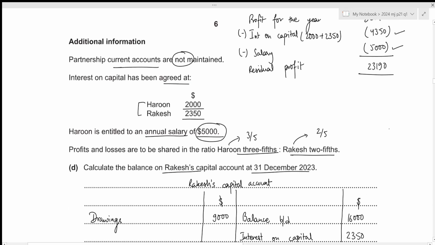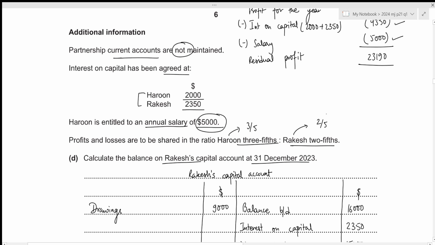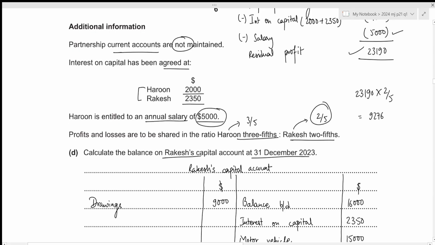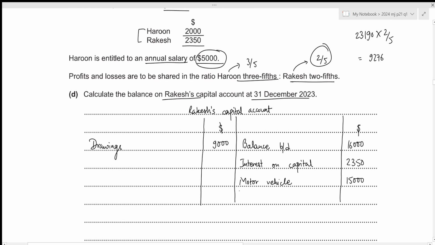Now we only need Rakesh's share of profit, which is 2 by 5th of this amount. So that's 23,190 times 2 by 5. And this results in the amount of 9,276. And the share of profit is something that will increase his capital account. So that will go on the credit side. So that's 9,276. And in this case, the opening balance was on the credit side, which means that the closing balance will be on the debit side.